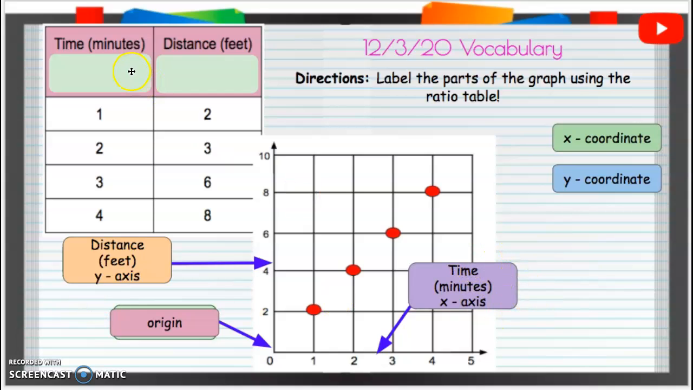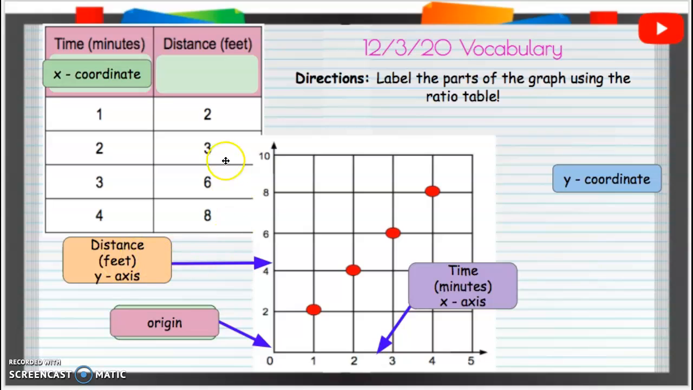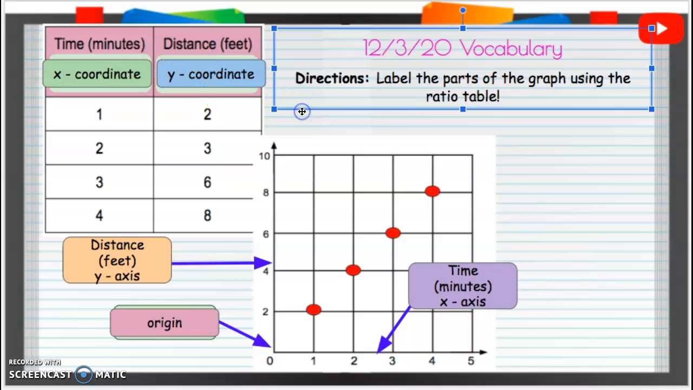Now, up here we have time and distance. Well, time is on our x-axis here. So time is actually going to be our x-coordinate. So I'm going to take this and drag it here. And then distance, last but not least, distance is our y-axis here. And it's going to be our y-coordinate. And that is it for the vocabulary. Great job!